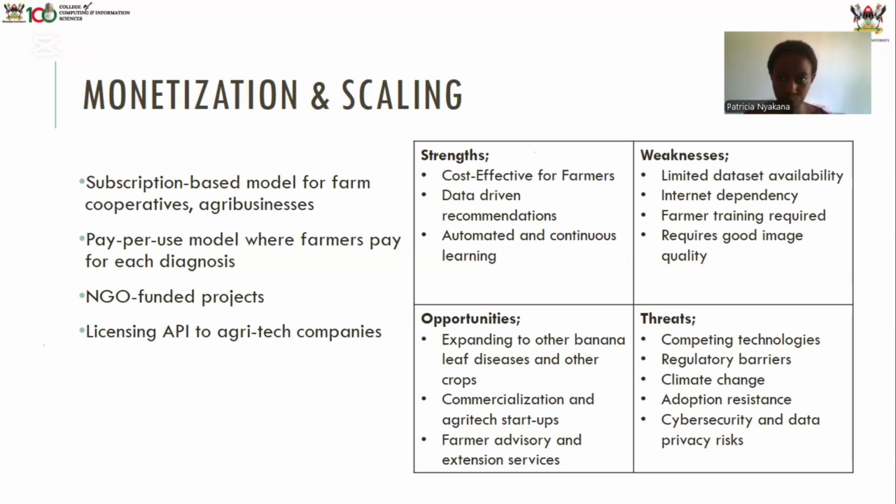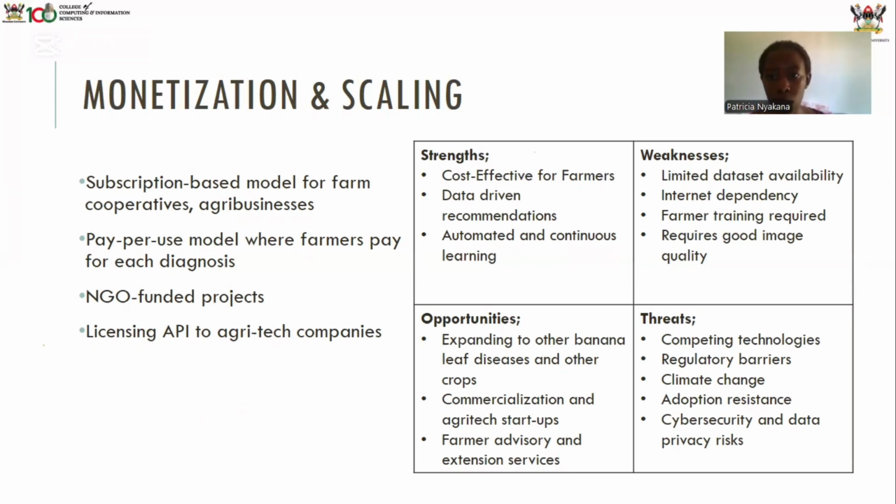Then we also have the NGO-funded projects, as well as licensing our API to agri-tech companies that might want to use it. So as we scale our project, we did a SWOT analysis, and these are some of the strengths and weaknesses, opportunities, and threats. So some of the strengths, it's cost-effective for farmers, recommendations are data-driven, and there's automated and continuous learning because the model learns from new data.